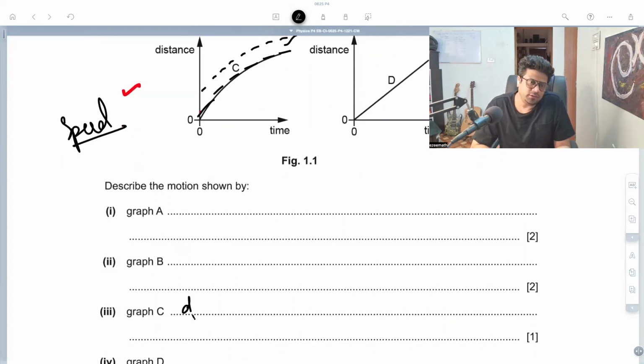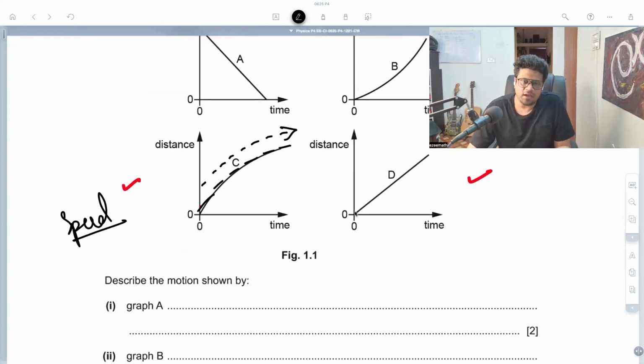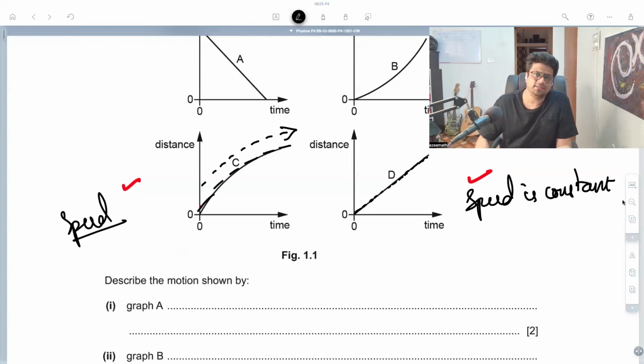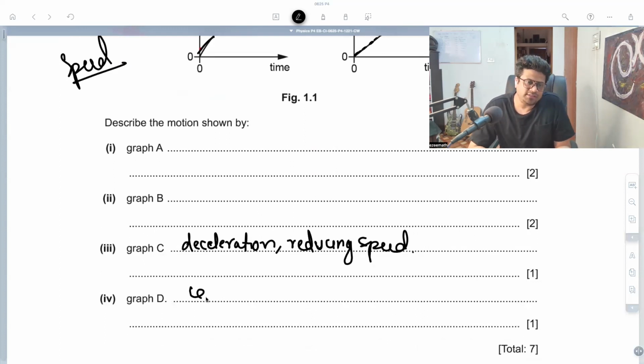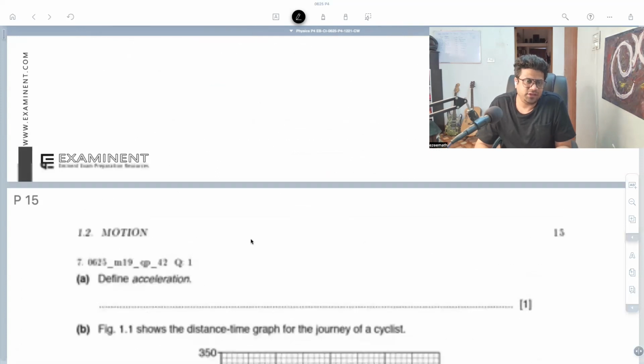You can write deceleration or reducing speed. That's the kind of motion you're seeing. Here, I see that it's a straight line between distance and time that represents the relationship. While the tangent, if I draw it, the slope of it is not changing, meaning the speed is constant. So I can actually list here for the graph D, constant speed. And that should be the answer for this question. Let's look at another question.